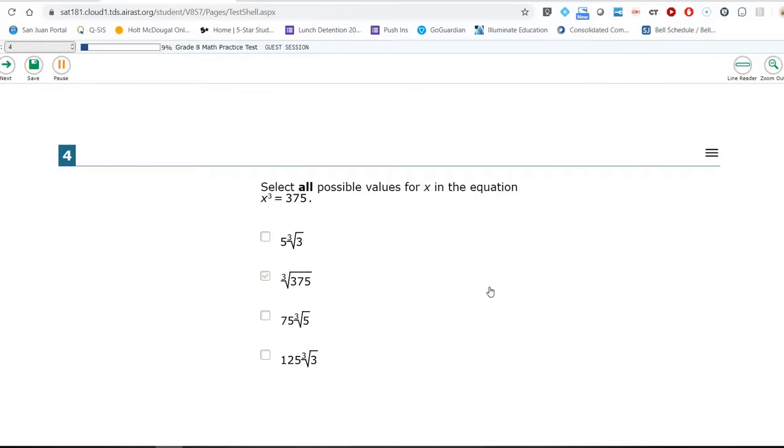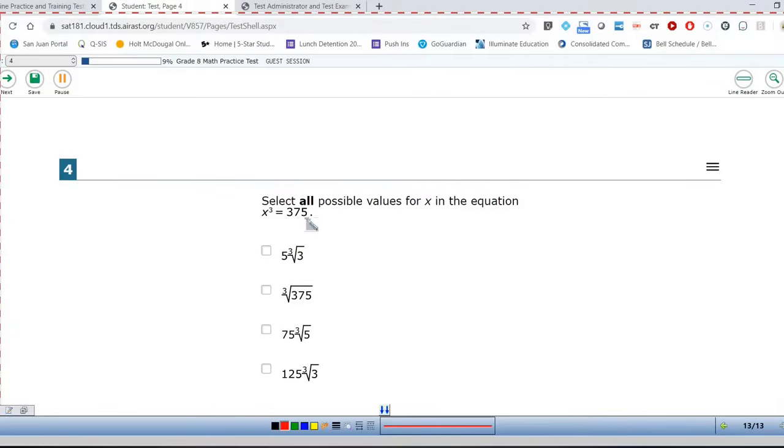All right, select all the possible values for x in the equation. Wow, this one looks really scary. x to the third equals 375. So that means x times x times x is equal to 375.